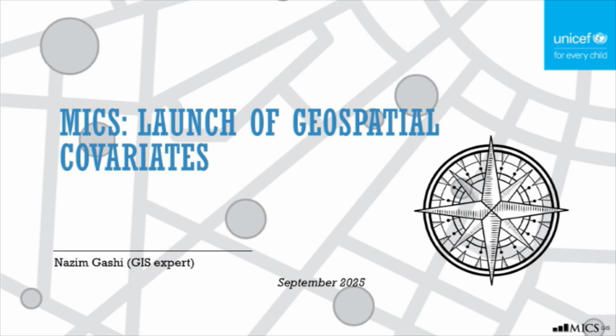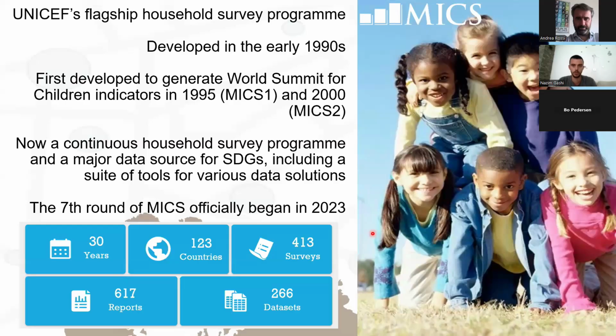Today we are gathered for the launching webinar of the MICS Geospatial Covariates. For colleagues who are not aware of the work that we are doing, the Multiple Indicator Cluster Survey, MICS, is a global household survey, which is the UNICEF flagship household survey program, and has been conducting surveys in the last 3 decades in more than 120 countries.